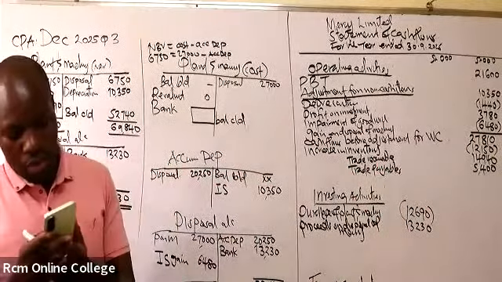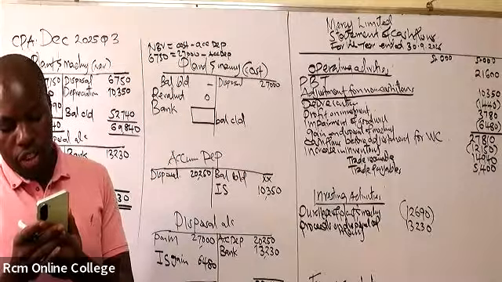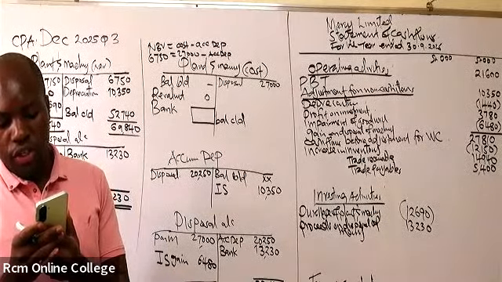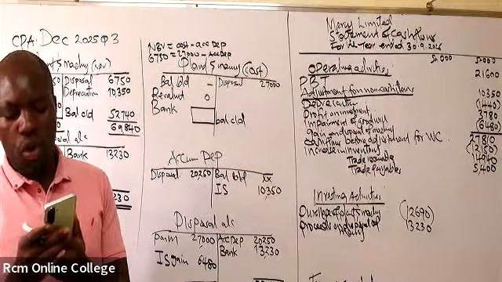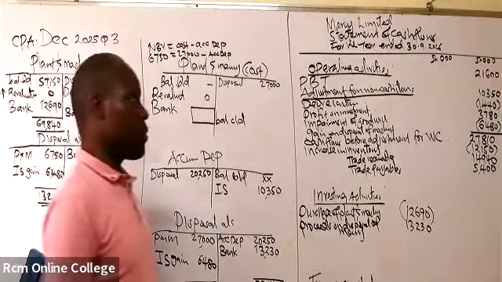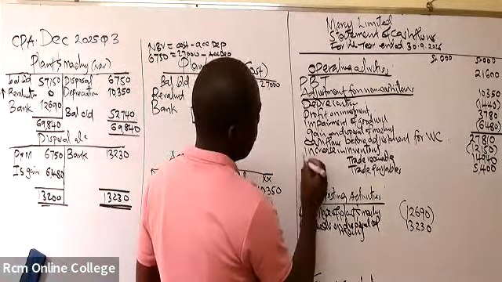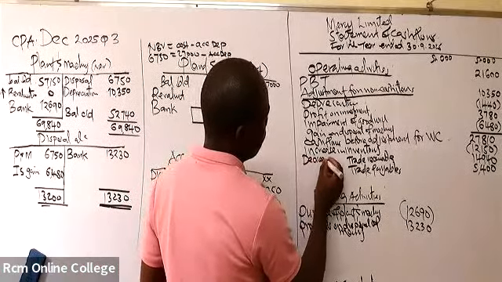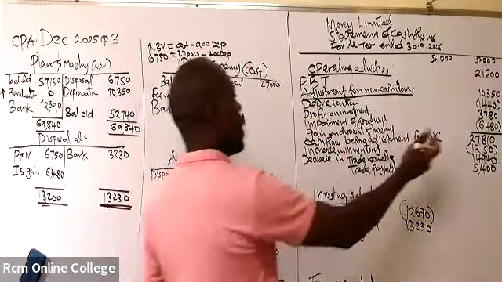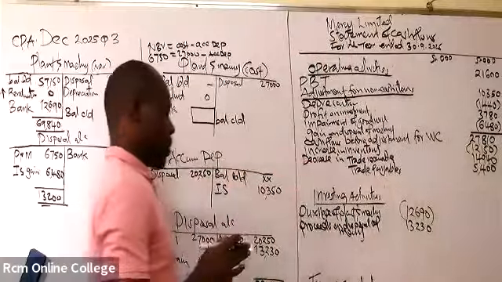Trade receivables. In 2025, it is 55 to 60. In 2024, it is 70 to 100. There's a reduction in trade receivables, so it means our customers actually paid. So decrease in trade receivables is a cash inflow, and we leave it in positive form.